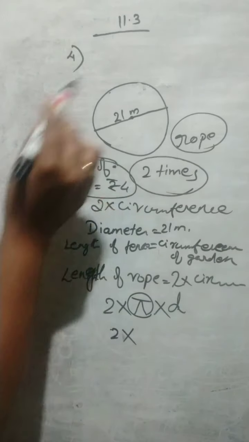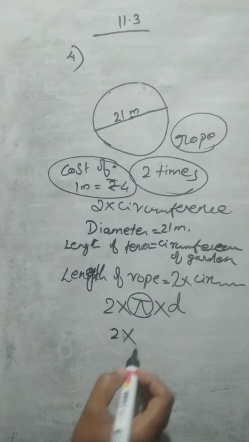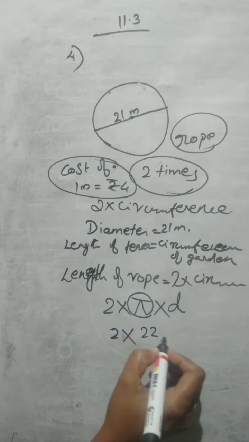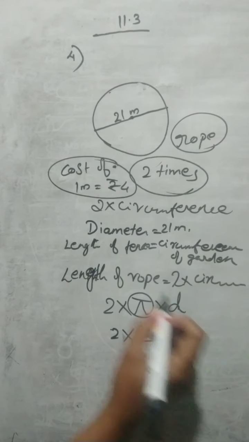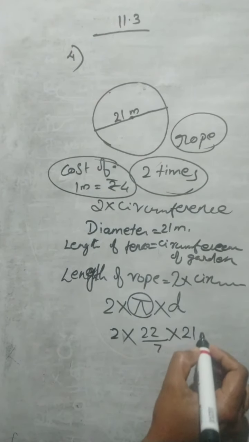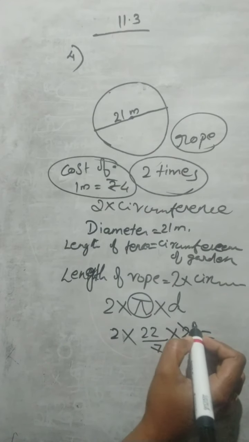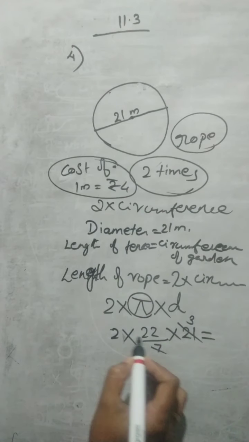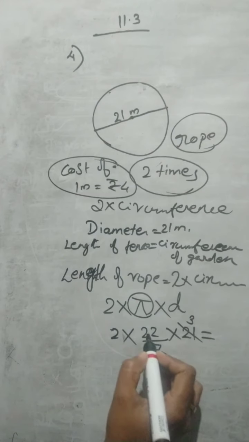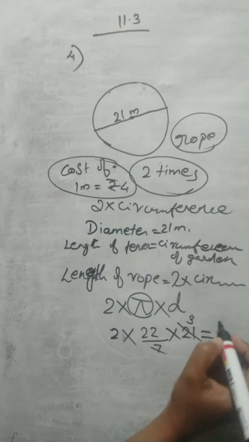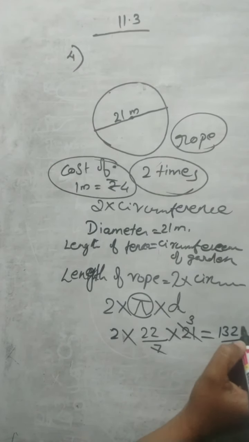So we can do this calculation. 2 times, because they need to fence 2 times. 2 times pi, here 22 on 7, multiplied by d. d is equal to 21. We can cut this 2. That will be 3. So 3 times 2 is 6. 22 times 6 is equal to 132 meters.